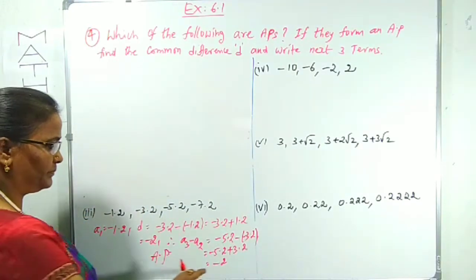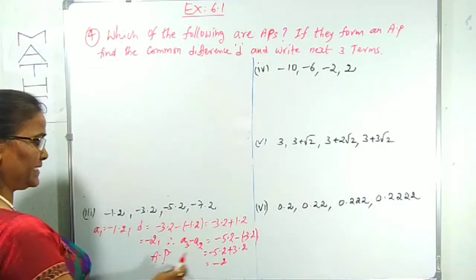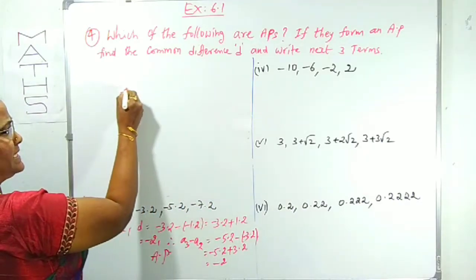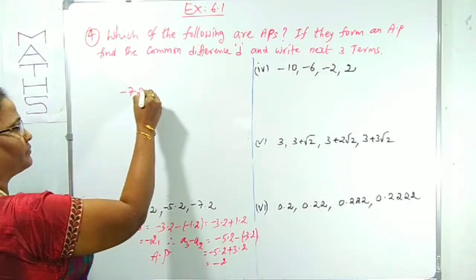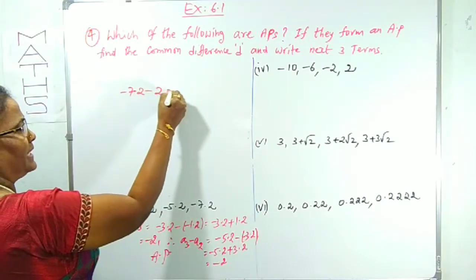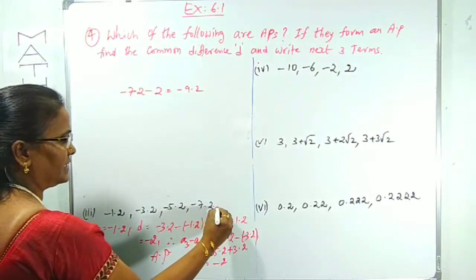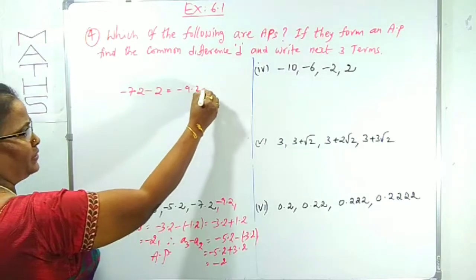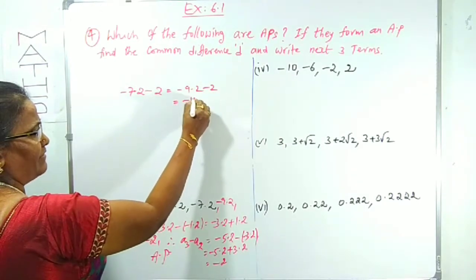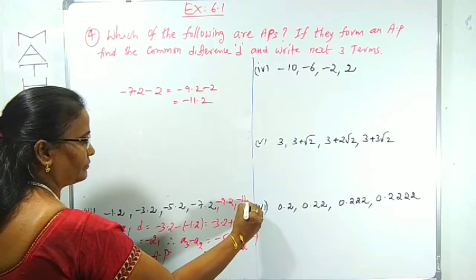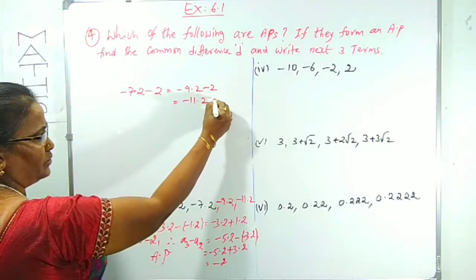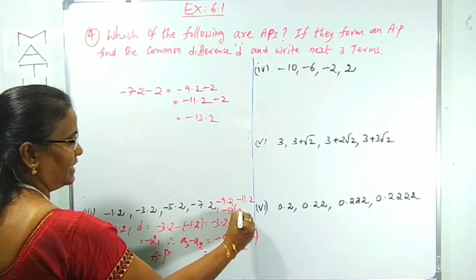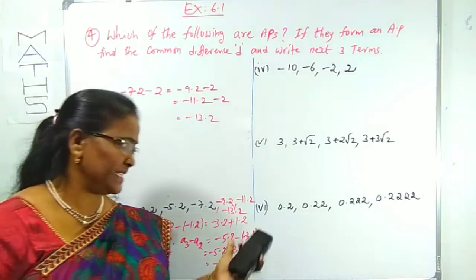This is clearly an AP series. The common difference is minus 2. We add minus 2 to minus 7.2. Minus 7.2 with the minus 2 is minus 9.2. That is one of the terms we want. Next, minus 9.2 adding with minus 2 is minus 11.2. Right? Then what is next? Minus 11.2 minus 2 is minus 13.2. Right? Like this we can find out the next 3 terms of this bit.